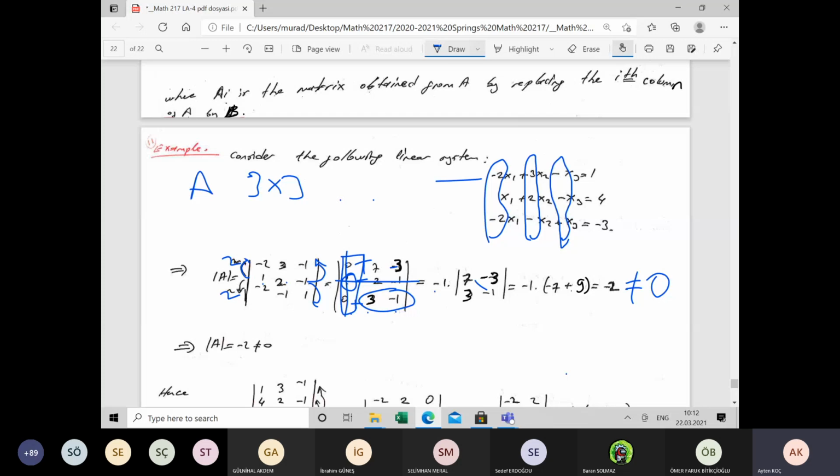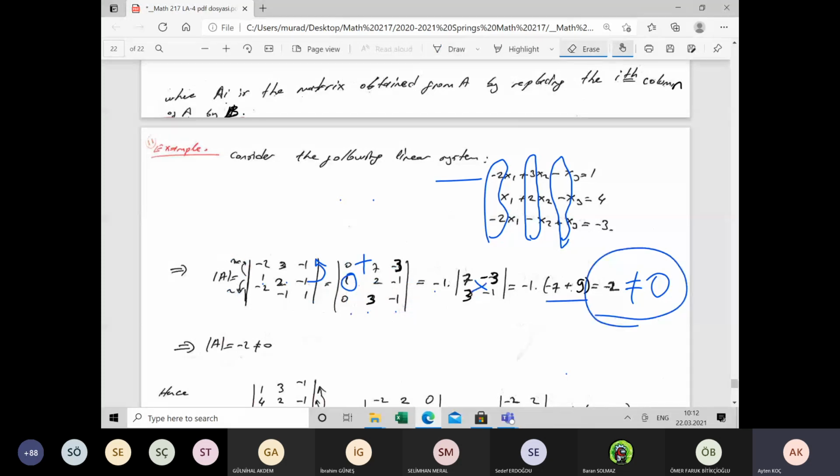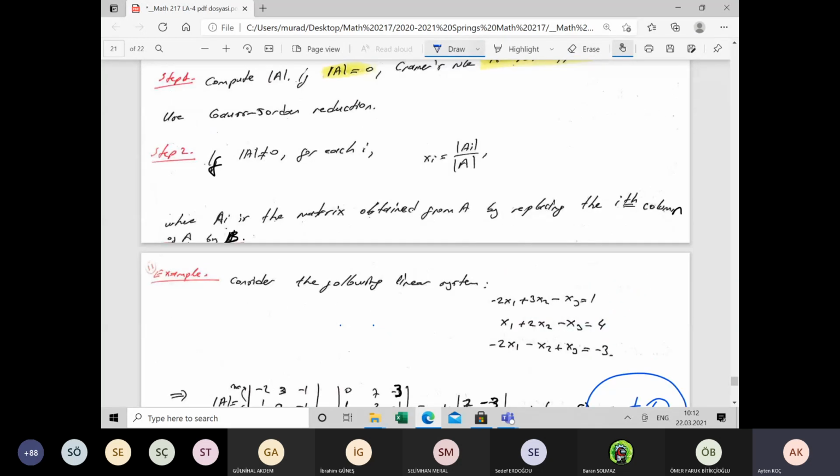So yes, Cramer's rule applicable. We can use the Cramer's rule here. It's okay. So, and the solution, let's find the x1, x2, x3, all unknown. So let's come back. We claim that this one gives the formula for each unknown.